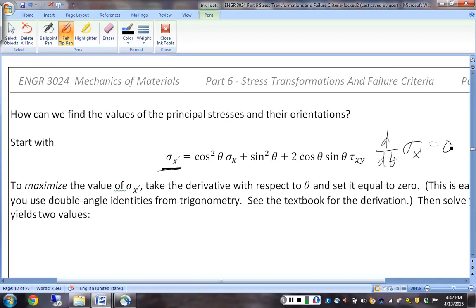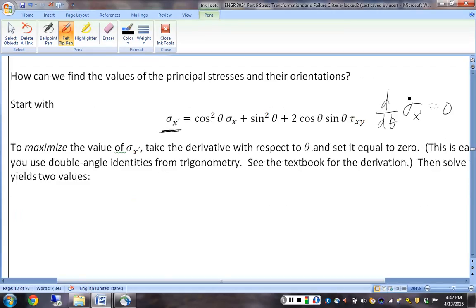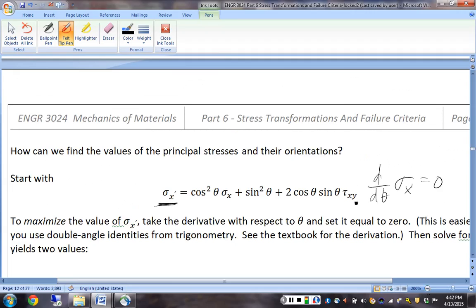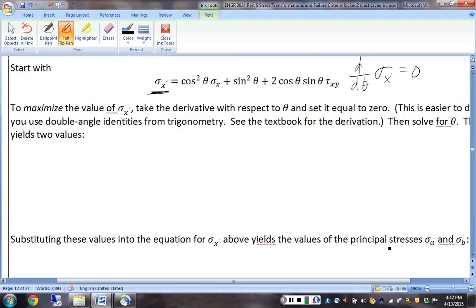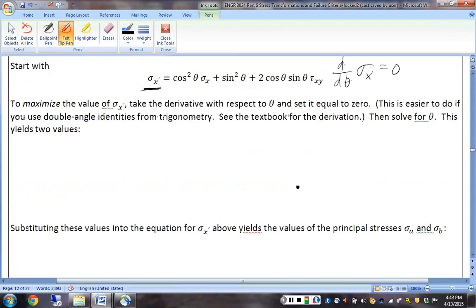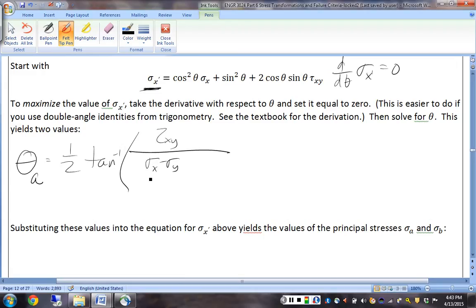That's where my trig identities are going to come in, because you get derivatives of sines and cosines and you get all kinds of craziness, and we're not going to go into that detail. We are going to cut to the answer, because it does get a little icky. The answer is theta sub A, we're going to call it A for the location of the maximum. And it is equal to 1/2 the inverse tangent of the untransformed shear stress divided by half of the difference of the original normal stresses. And I guess I need to finish that parentheses.